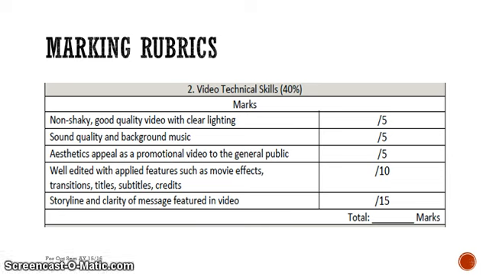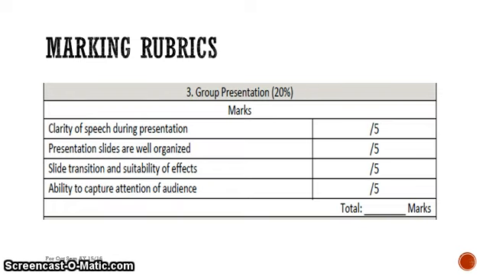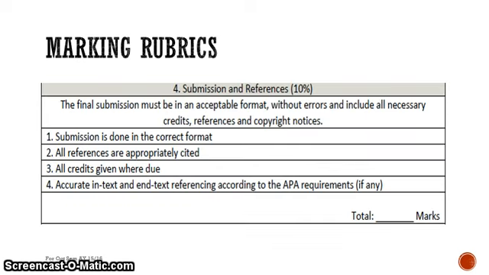Okay, and the other 10 marks will go to things like your movie effects, your transition, whether you have a title, subtitles, and credits, etc. And of course, the storyline and the clarity of the message featured in the video. 20% will be from the group presentation. So everything on presentation slides, your slide transition, effects, your clarity of speech, etc. And of course, the last 10% will be the proper referencing and submission.